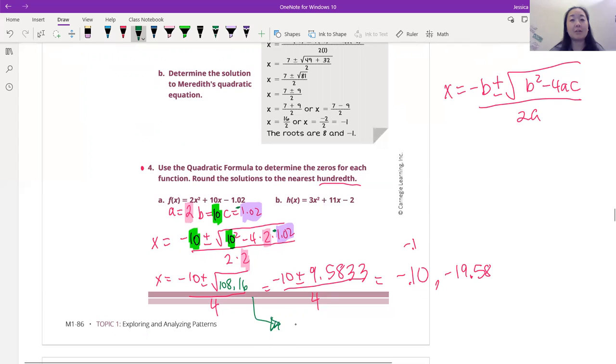So now, this is the bad days one. So people who aren't watching the video are not going to know this. So this is going to be negative 10 plus or minus 10.4 divided by 4. So negative 10 plus 10.4 is 0.4. You should know this. But 0.4 divided by 4 is going to be 0.1. I use a calculator for that. This is what happens sometimes, you just get on a roll, right? So negative 10 minus 10.4 is going to be negative 20.4. Divide that by 4, and that's going to be negative 5.1.